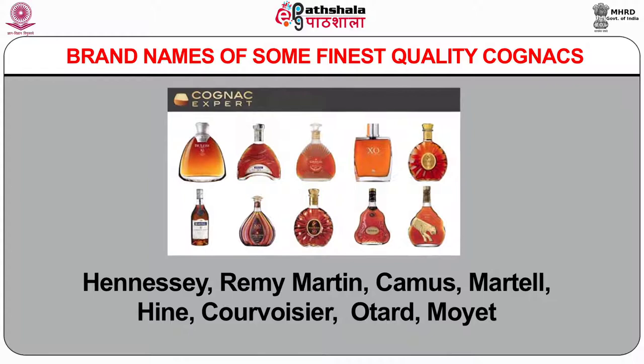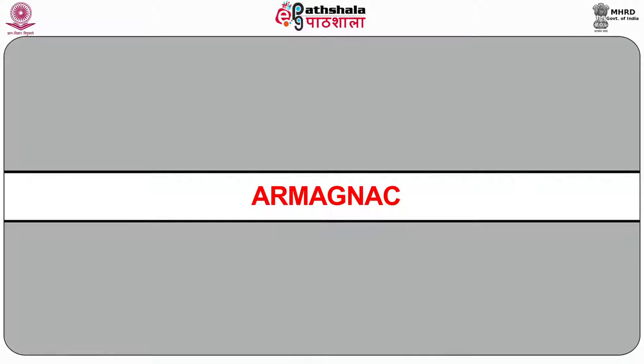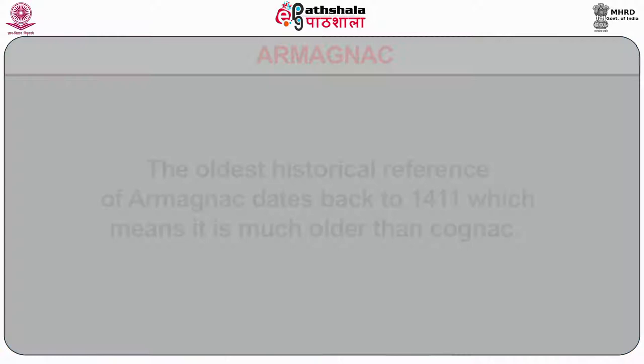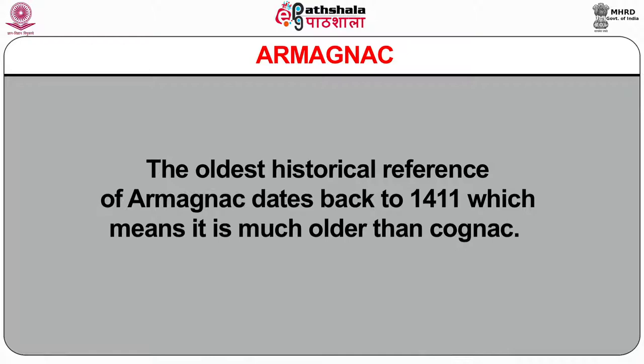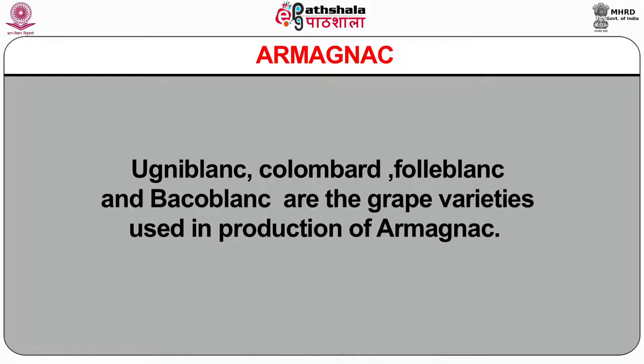Now we will discuss the other equally important brandy, which is Armagnac. It also comes from France. Armagnac is one of the finest brandies produced in the world, as it is rated second best to cognac. Produced in the Armagnac region from the Gers department, it has the privilege to be called the oldest brandy produced in France. The oldest historical reference of Armagnac dates back to 1411, which means it is much older than cognac. Ugni Blanc, Colombard, Folle Blanche and Baco Blanc are the grape varieties used in the production of Armagnac.